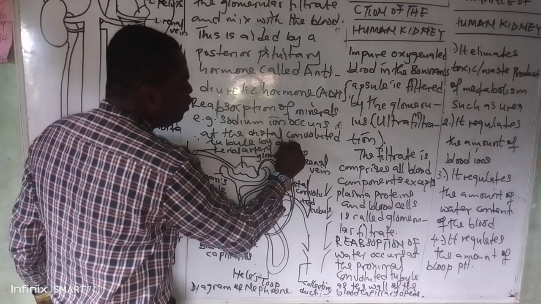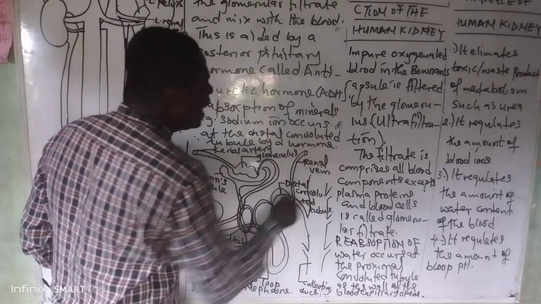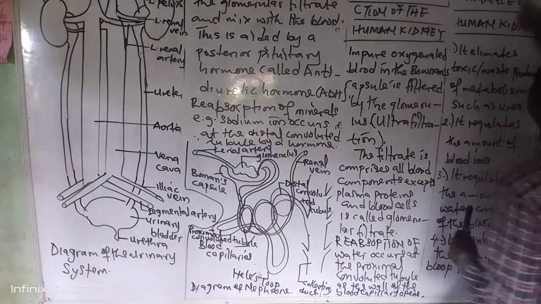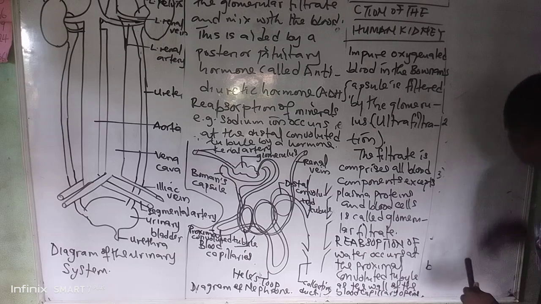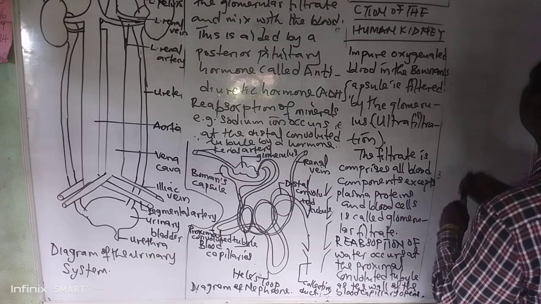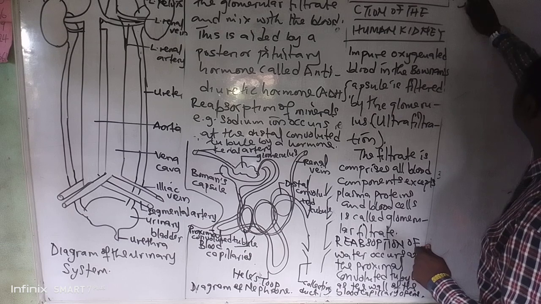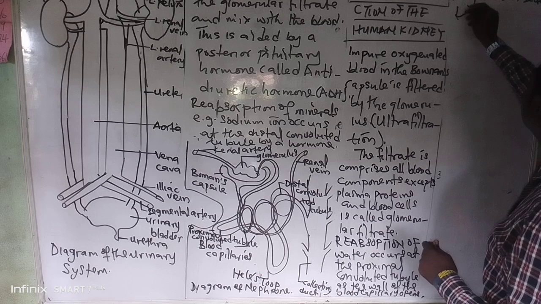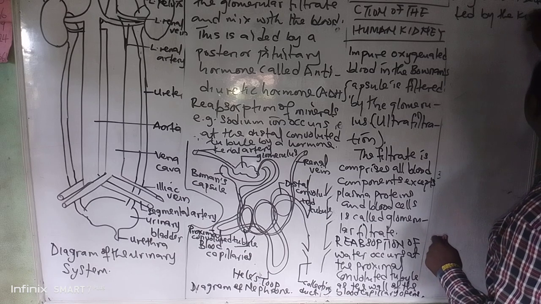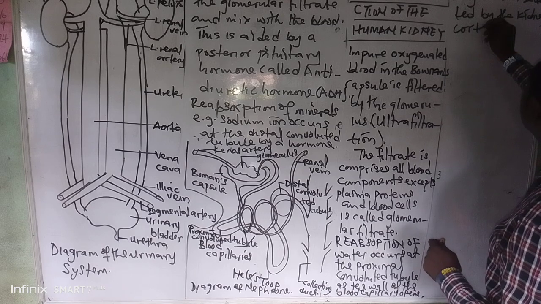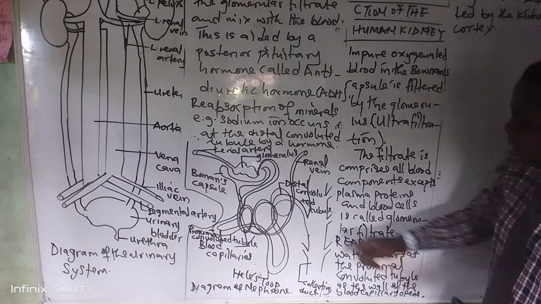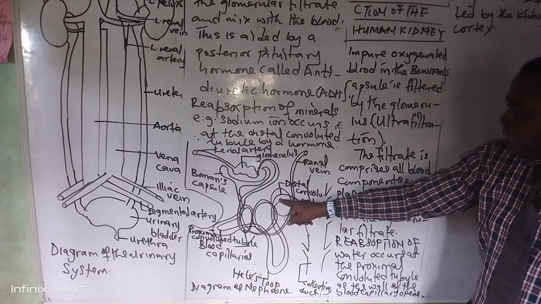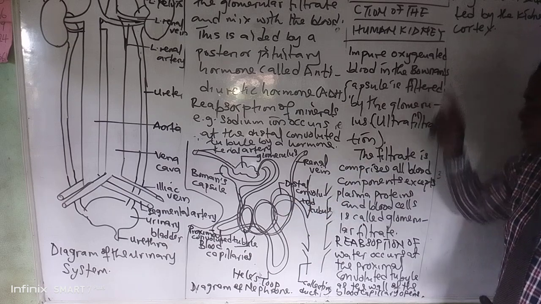It is done by a hormone called angiotensin, secreted by the kidney itself, by the kidney cortex. So what am I saying here? Minerals like sodium ions will leave here and enter inside the blood capillaries here.